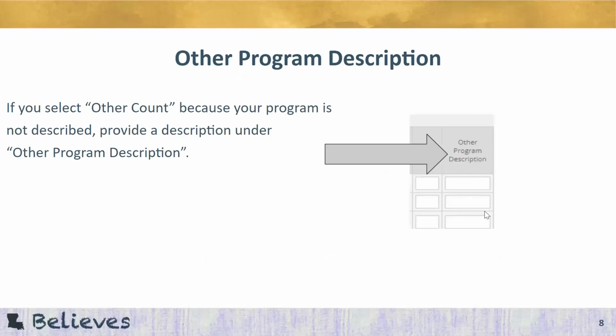If you do have that other program description, like I said, just be prepared to provide a short description of what that program is. And we're very interested in that, because we're always looking for innovative programming ideas.